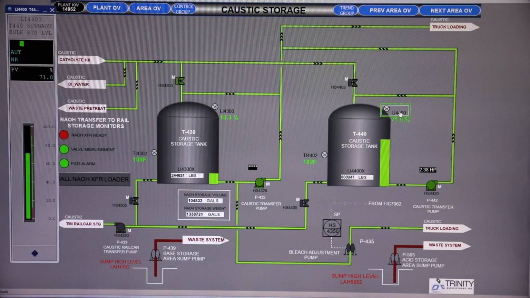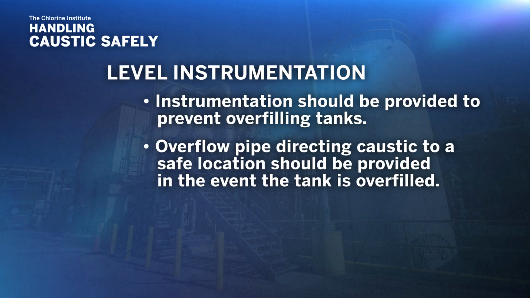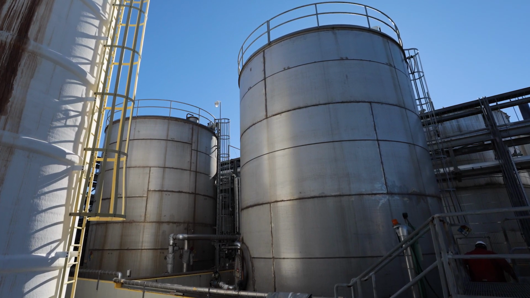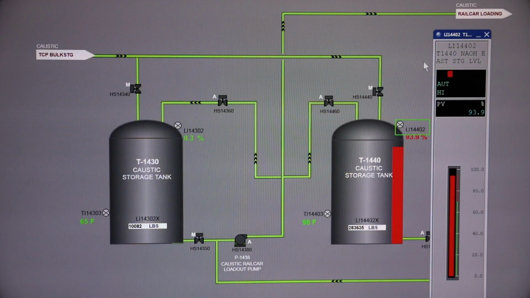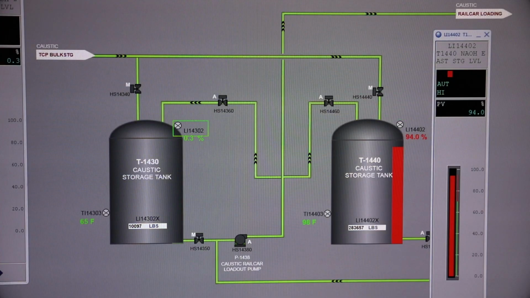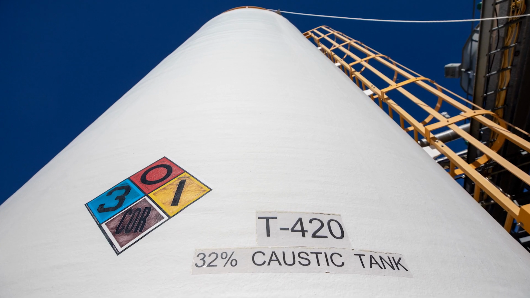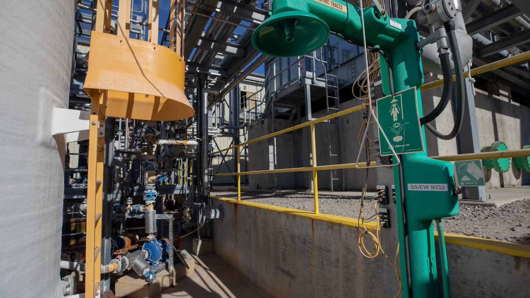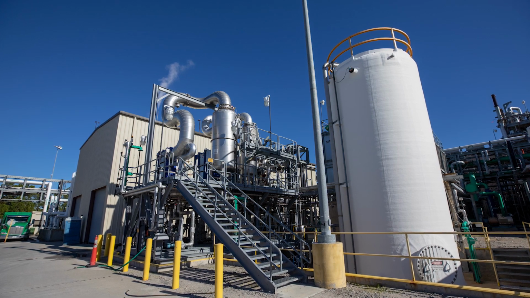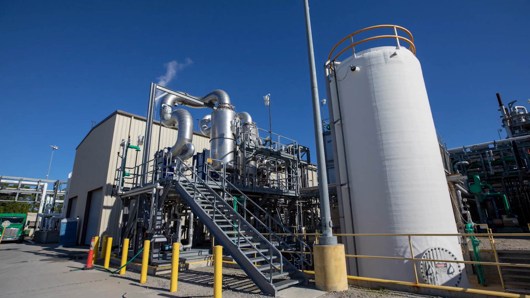Level instrumentation should be provided to prevent overfilling tanks. An overflow pipe directing caustic to a safe location at grade should be provided in the event the tank is overfilled. The capacity of the storage tanks should be at least 1.5 times the size of your largest shipment volume. Always ensure there is enough available space in the storage tank for the tank car or tank truck contents before unloading. It is recommended that tanks should be located inside diked containment areas that can hold the entire content of the tank. Check with your local authority having jurisdiction for your containment requirements.